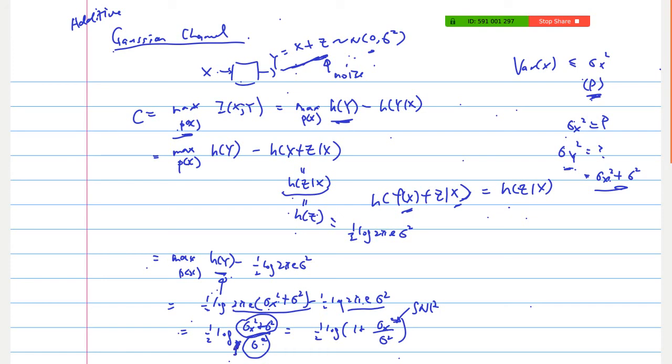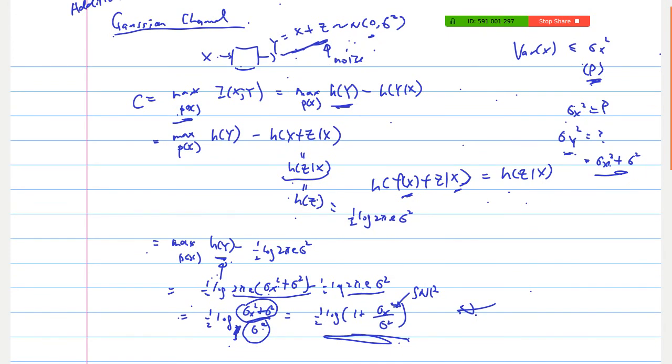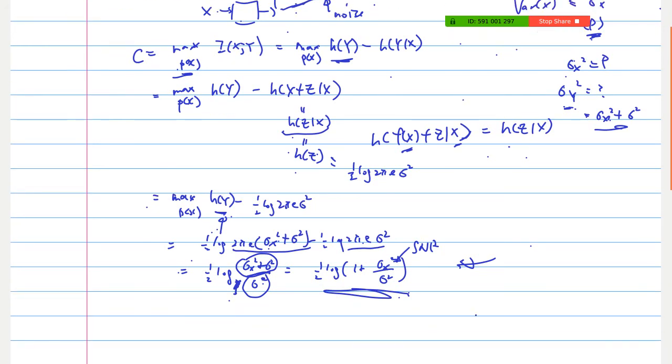Okay, so this is the expression for the SNR. For each channel use of the additive Gaussian noise channel, the capacity is simply equal to this one. I think it comes from the channel coding theorem, but everything comes from the channel, you can say.